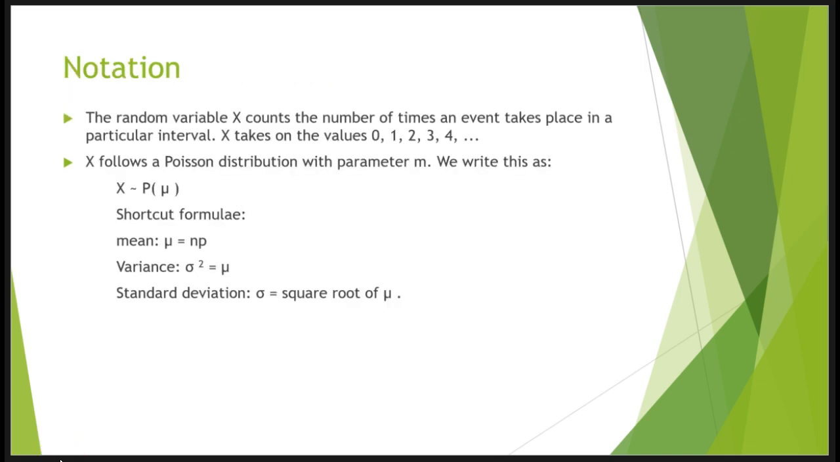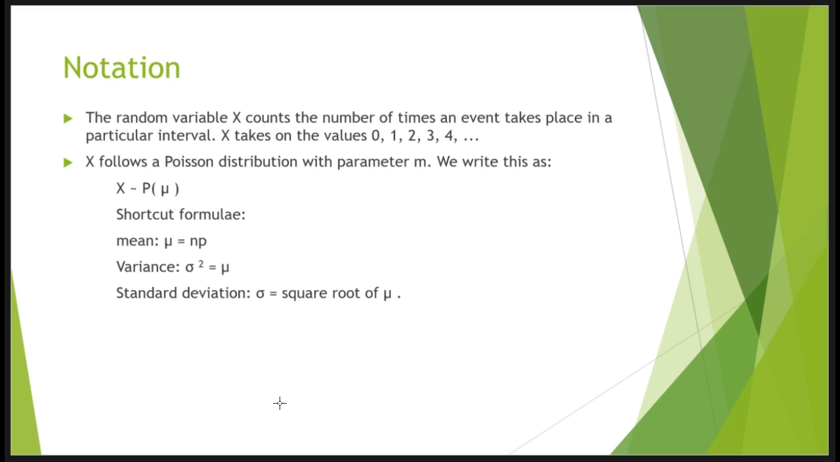Some of the notation: the random variable x counts the number of times that the event takes place in the specific interval, and x follows a Poisson distribution with parameter mu, and we write this: x is a random variable with a Poisson distribution. We have a couple shortcuts. You can find the mean as n times p, the variance is mu here, and the standard deviation is the square root of mu.